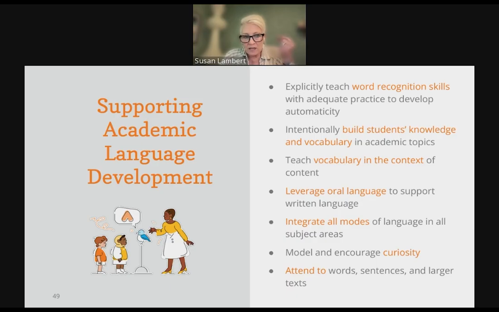And the last thing is that you really need to make sure you're attending to all of those dimensions. Words in the context of the content you are teaching, sentences, how those words are put together to communicate the ideas that you're teaching, and then this idea then of much larger texts.